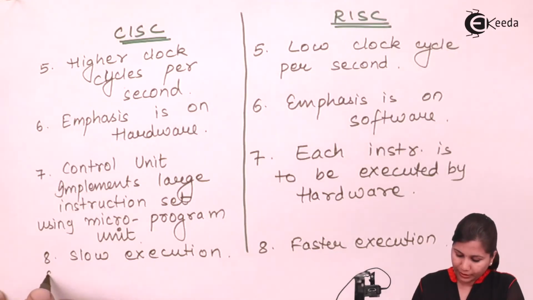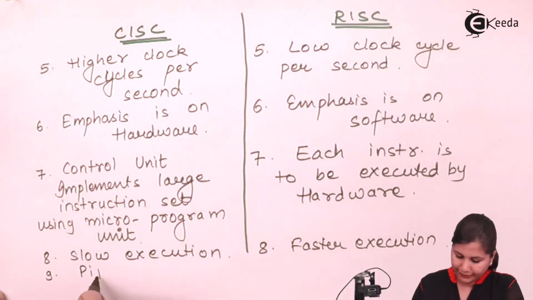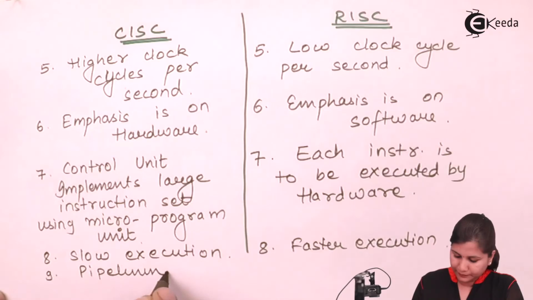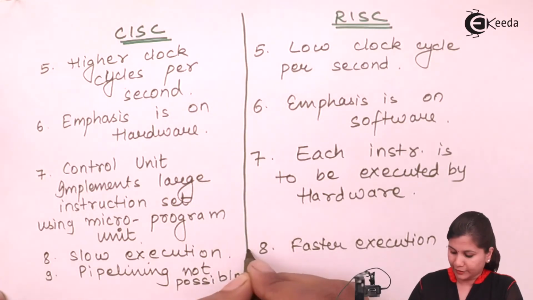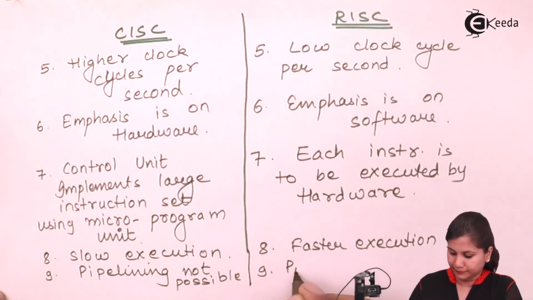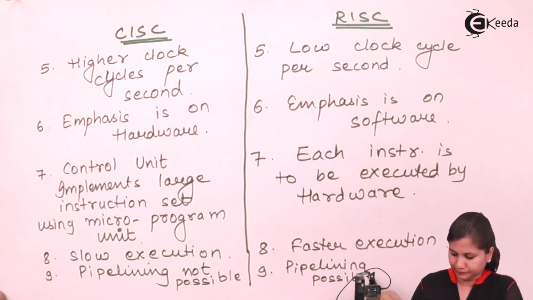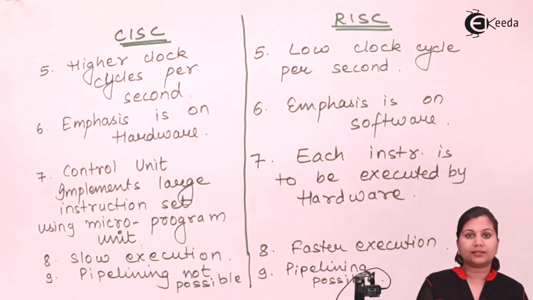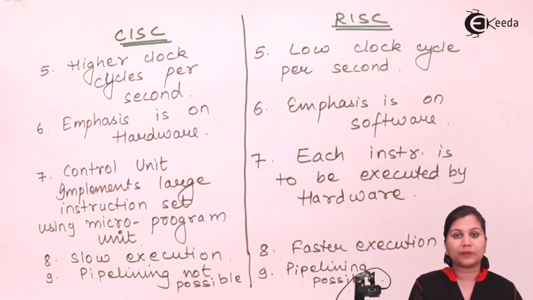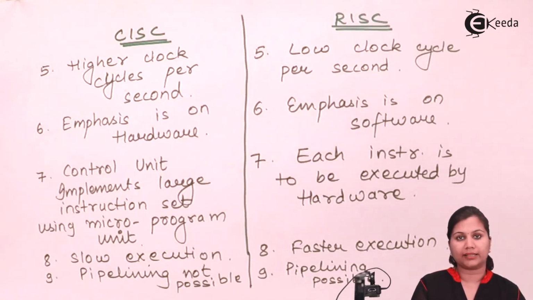Also, in the CISC architecture, pipelining is not possible, whereas in the RISC architecture, pipelining is possible. So these are the differences between the CISC and the RISC architecture.